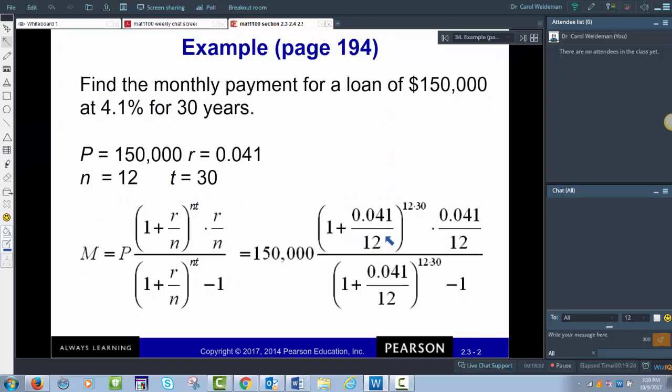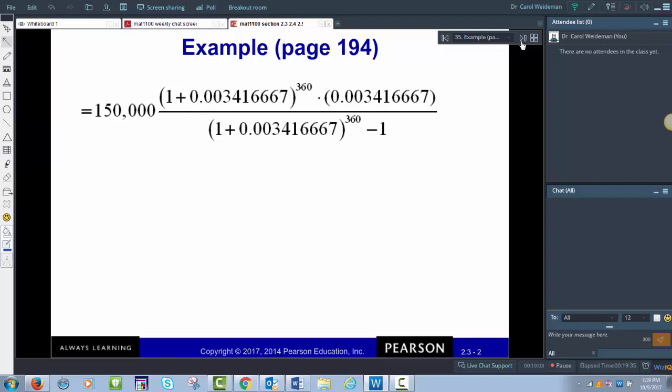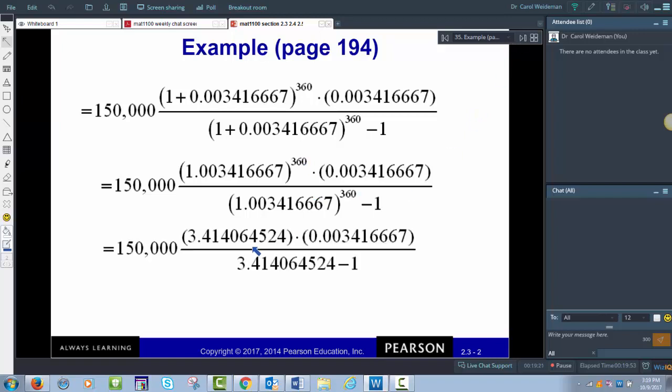Now again, I'm going to simplify the numerator and denominator separately and divide at the very end. So the first thing again I'm going to do is divide this by this, this by this, this by this. Now I've got what I just said, I did those divisions. Now I'm going to add 1 to the number here, 1 to the number here in the next step. Then I'm going to raise it to the exponent, which is 360 in both the numerator and the denominator. And then lastly, I need to subtract in the denominator.